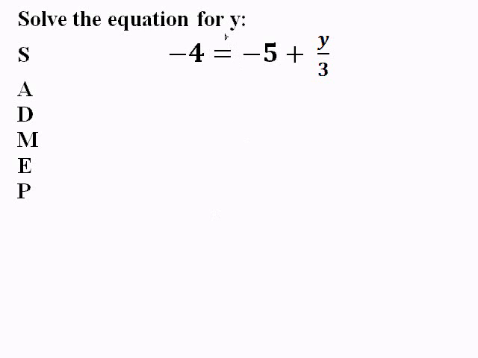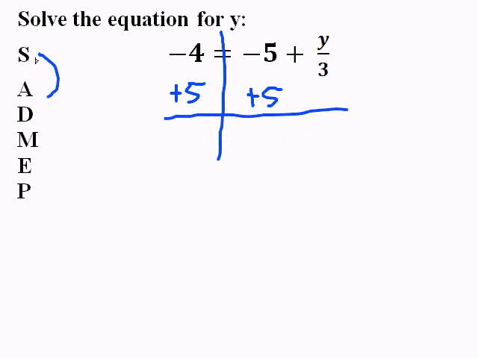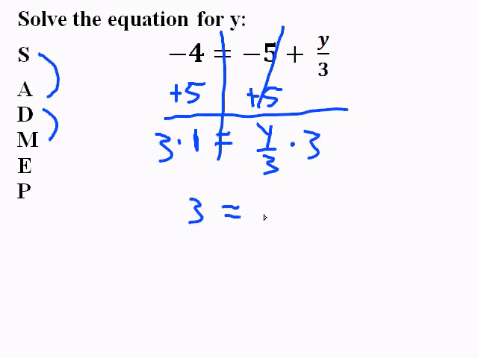Okay, to solve the equation, first we would add 5 to both sides, because that undoes subtraction. Negative 4 plus 5 gives us 1, equal to negative 5 plus 5 is 0, giving us y over 3. Then we would undo the division and multiplication by multiplying both sides by 3. 3 times 1 is 3, equal to y over 3 times 3 is just y, or 1y, and that should be our solution. 3 equals y.